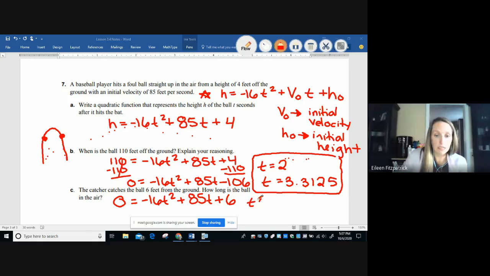You should get t is approximately negative 0.06967, and t is approximately 5.34. We're going to ignore the negative solution because time can't be negative. So that means that it took about 5.4, if you round to nearest tenth, 5.4 seconds.